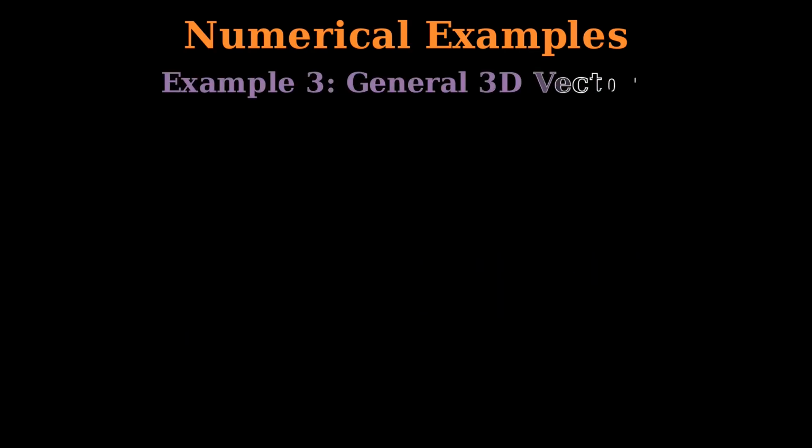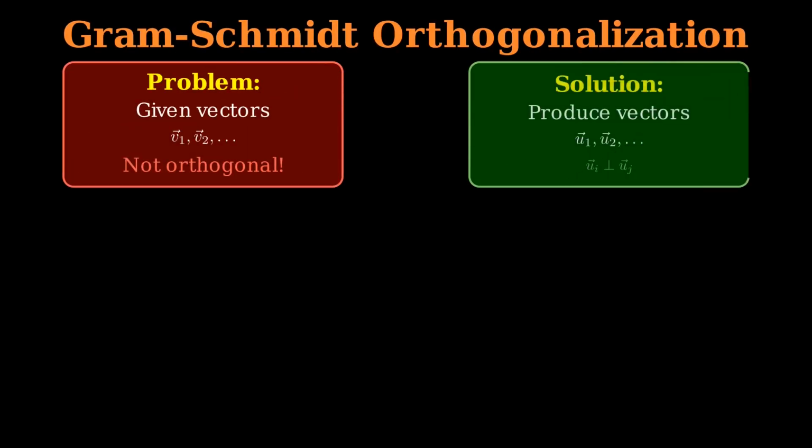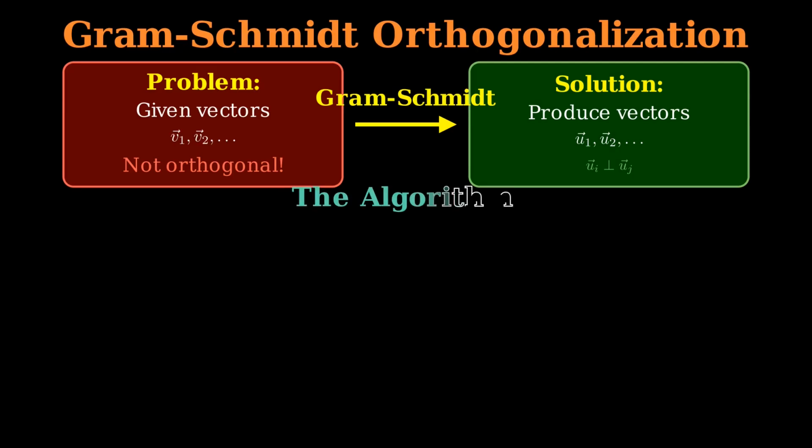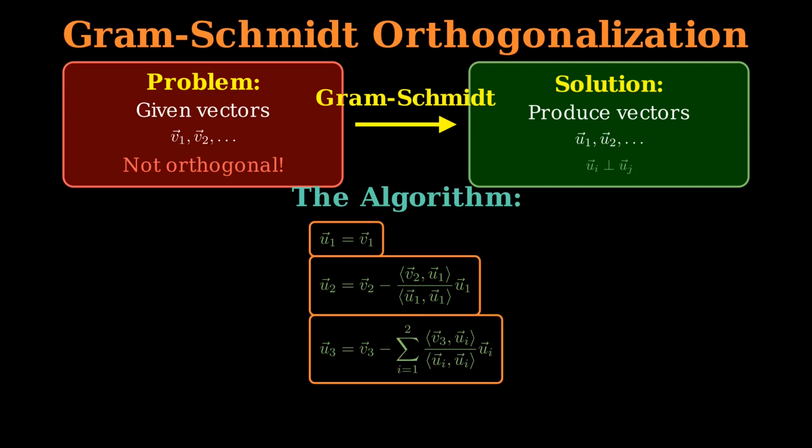Example 3. General vectors at an arbitrary angle. Let us verify the inequality with 3D vectors. Now let's explore the Gram-Schmidt process, a powerful algorithm for creating orthogonal vectors. The key idea: repeatedly subtract projections to make vectors orthogonal.